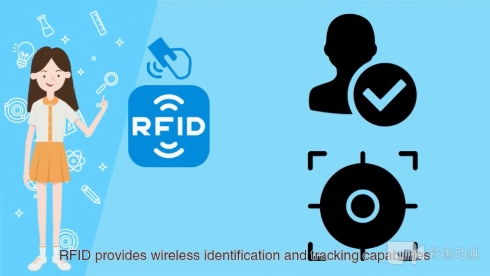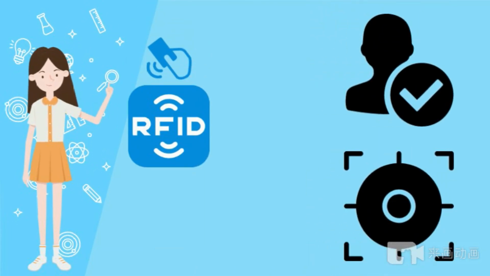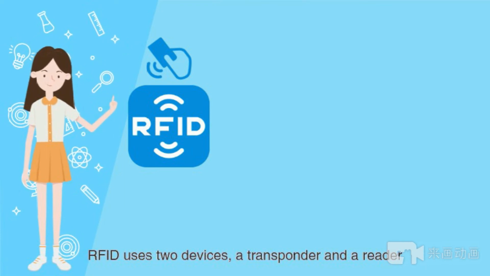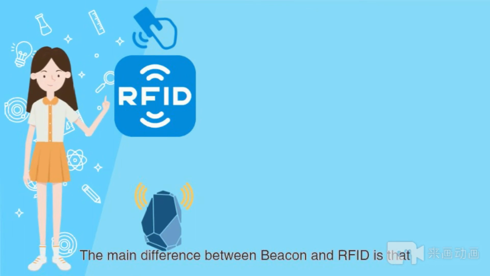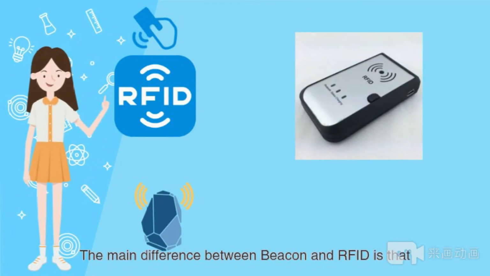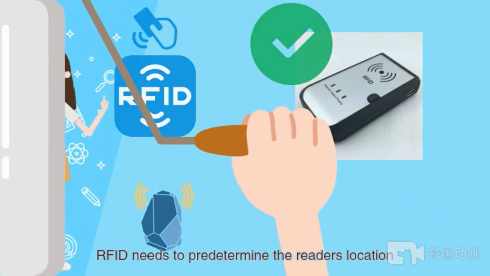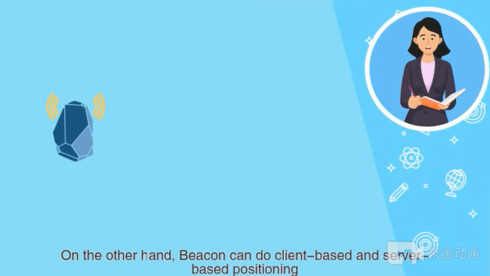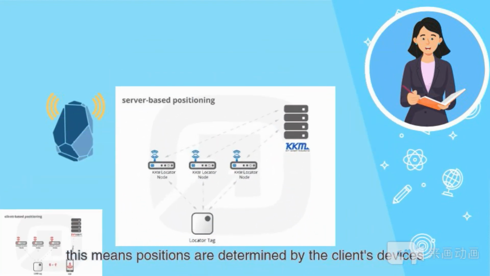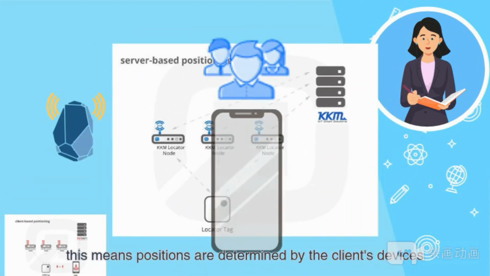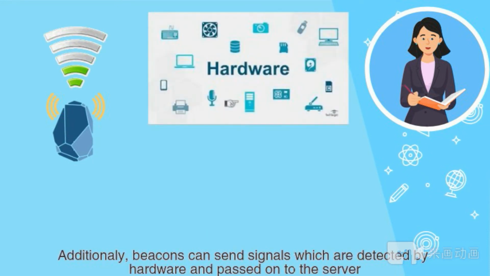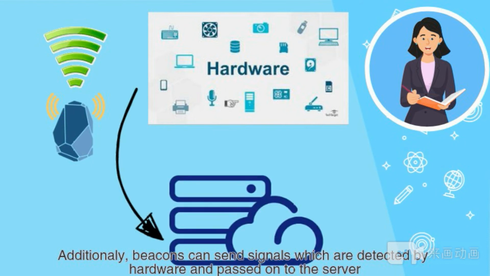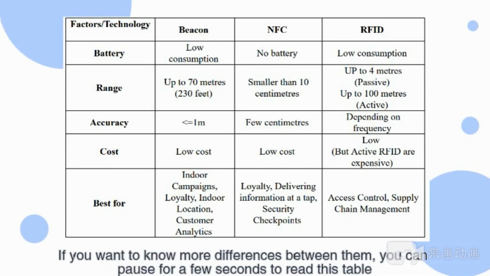RFID provides wireless identification and tracking capabilities. RFID uses two devices, a transponder and a reader. The main difference between beacon and RFID is that RFID needs to predetermine the reader's location. On the other hand, beacons can do client-based and server-based positioning. This means positions are determined by the client's devices. Additionally, beacons can send signals which are detected by hardware and passed on to the server. If you want to know more differences between them, you can pause for a few seconds to read this table.